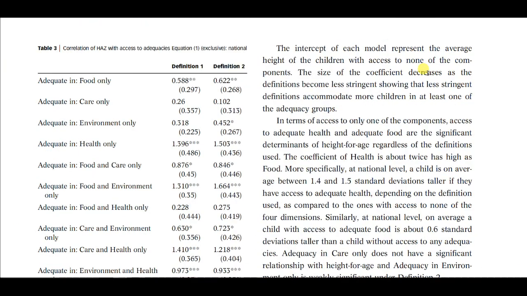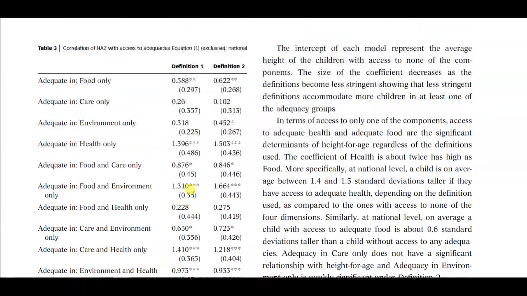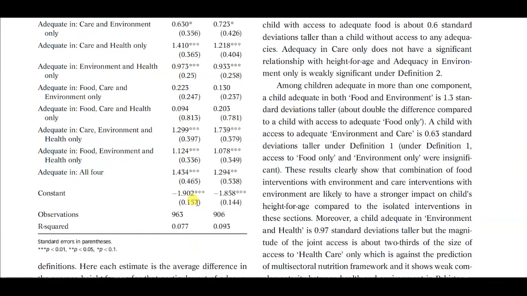So these are regressions, correlations using OLS. As I mentioned, this is exclusive, and it shows that the children who are adequate in food are likely to be taller than the ones who are not. So this constant is telling us that the children who are not adequate in anything are likely to be shorter. See that this is a negative sign, because when everything is 0, then it's a constant.